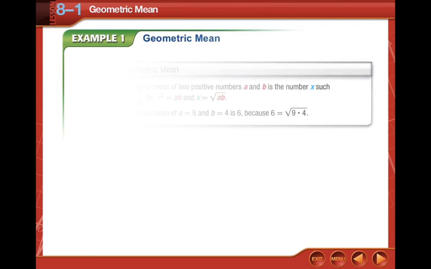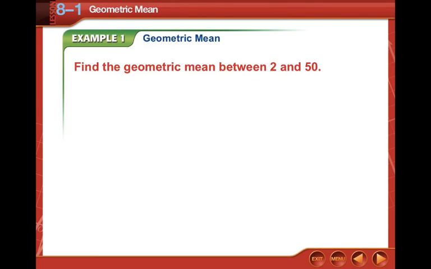So let's look at an example of that on our own. So this is in red. You need to write it down. So find the geometric mean between 2 and 50.